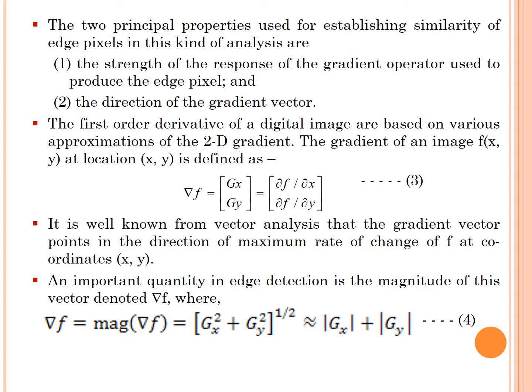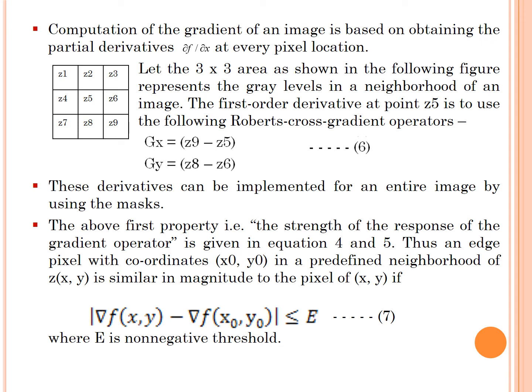An important quantity in edge detection is the magnitude of this vector, denoted ∇f, where ∇f is equal to the magnitude of ∇f, which is equal to the square root of gx squared plus gy squared, which is nearly equal to the absolute value of gx plus the absolute value of gy. Computation of the gradient of an image is based on obtaining the partial derivatives ∂f/∂x and ∂f/∂y at every pixel location.